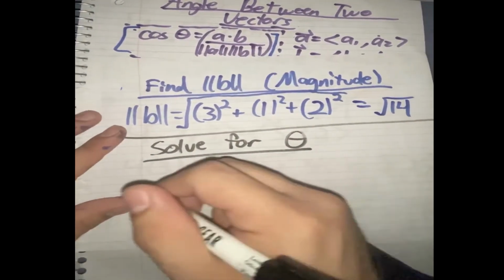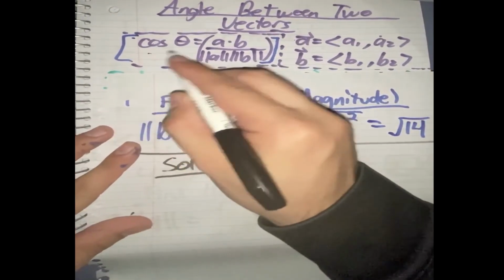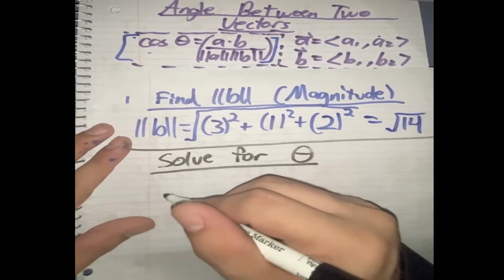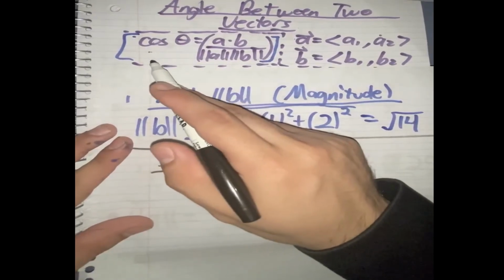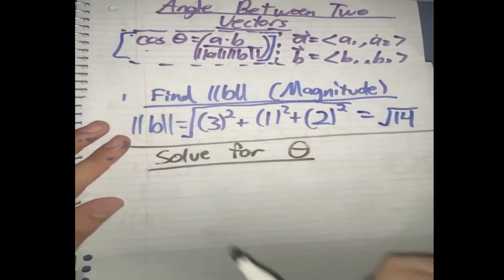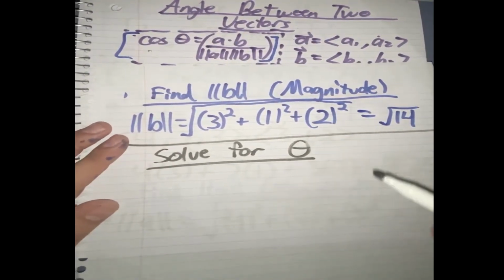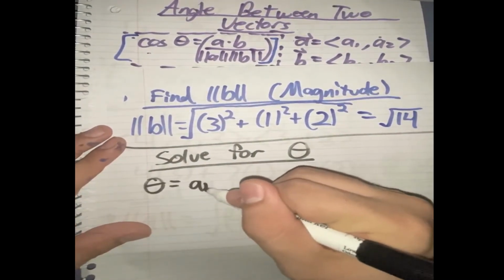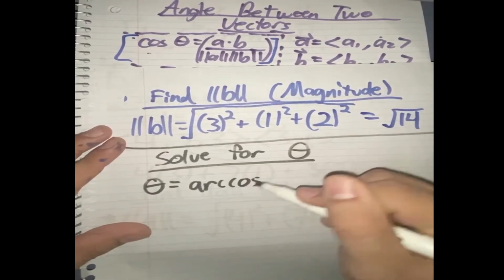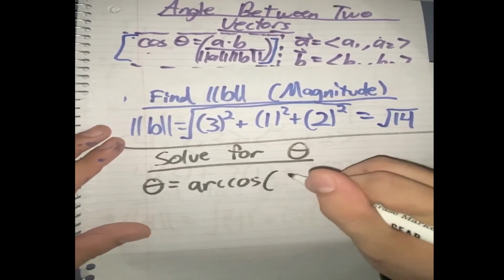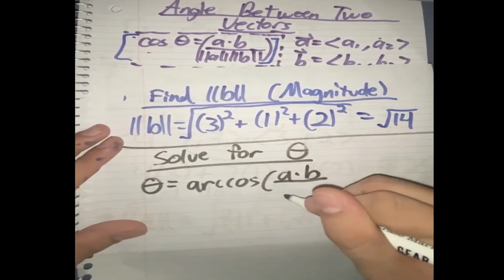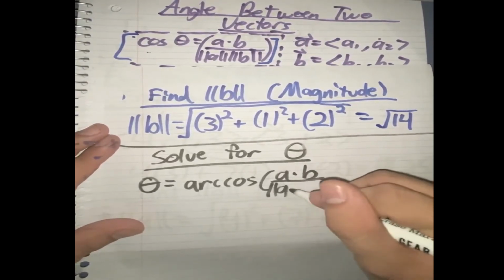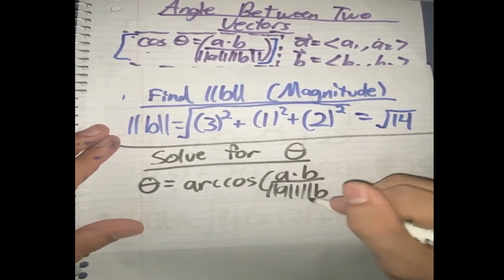So we do this by taking this formula and we solve it for theta. So we know that since this has cosine on it, we use algebra and we take the arc cosine on both sides, and we'll be left just with theta. So theta is equal to the arc cosine, or the inverse cosine, it means the exact same thing, of A dot B divided by magnitude A times magnitude B.